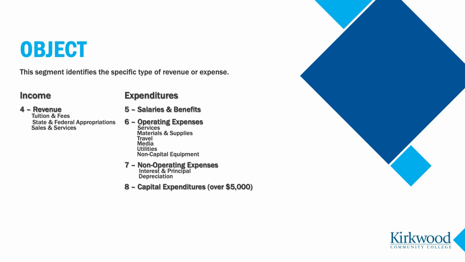Non-operating expenses start with 7. A couple examples are interest and principal and depreciation. And lastly, capital expenditures start with 8. A capital expenditure must be $5,000 or more.